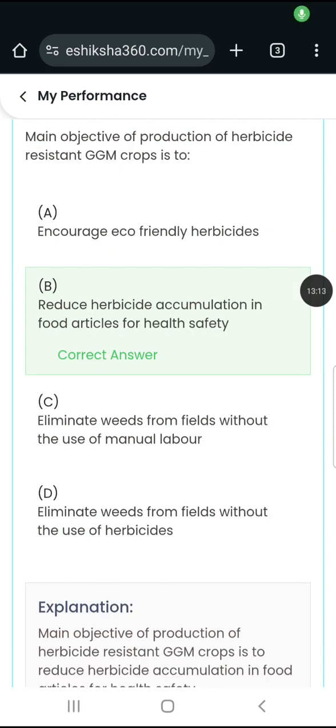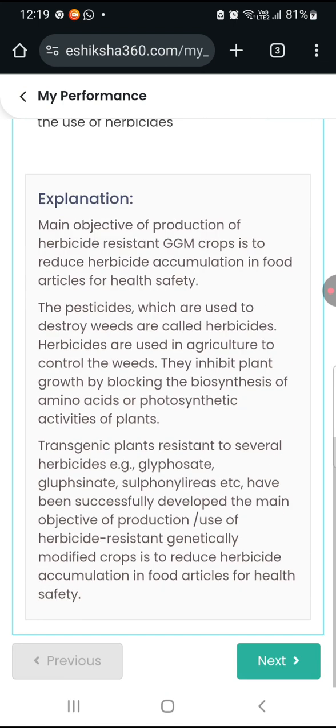The main objective of production of herbicide resistant GM crops is to reduce herbicide accumulation in food articles for health safety. Explanation: the main objective of production of herbicide resistant GM crops is to reduce herbicide accumulation in food articles for health safety. The pesticides which are used to destroy weeds are called herbicides.